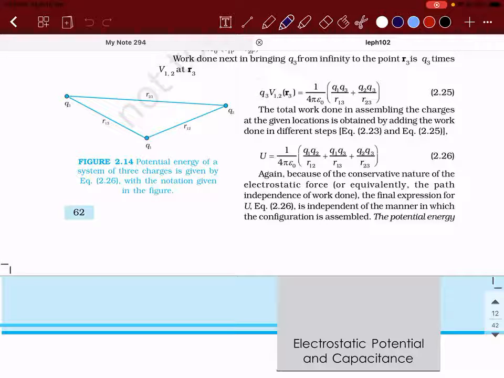Equipotential surface and the relation between electrostatic potential and electric field. So what is the relation between them? E is equal to minus dV divided by dl. Right? I told you we are going to do some problems based on them.